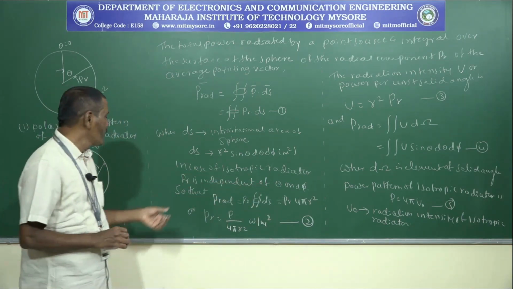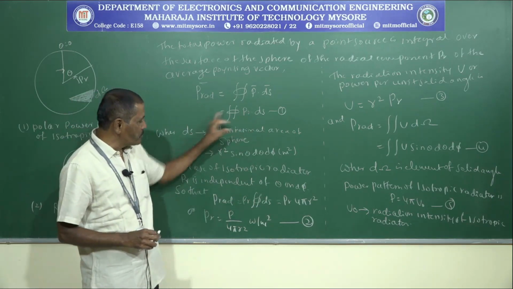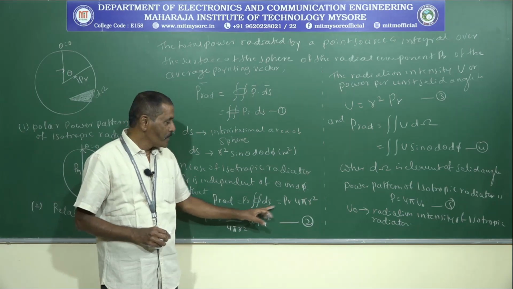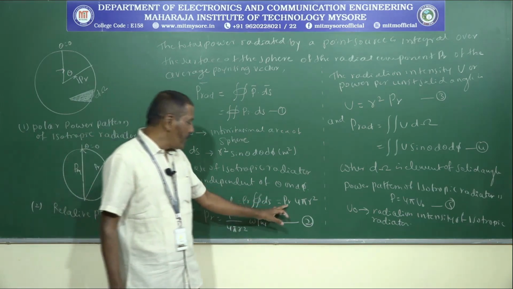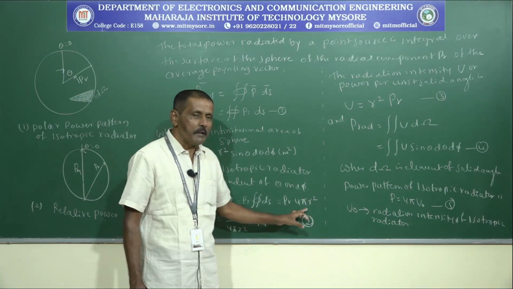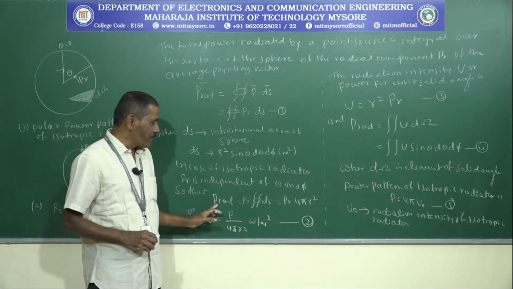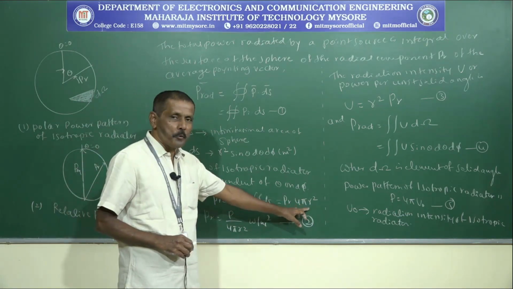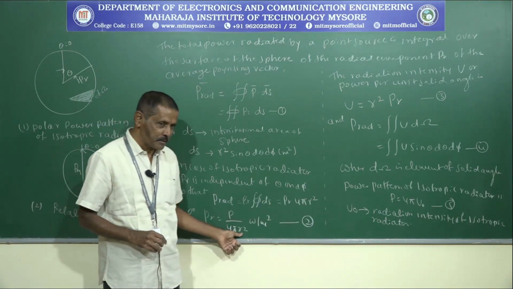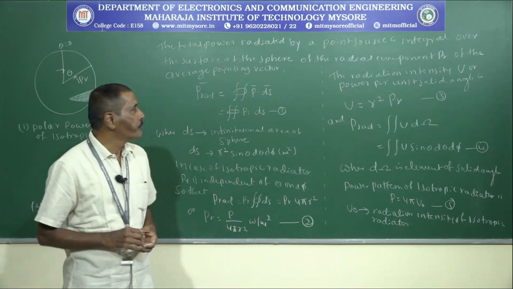Now, as you know, in case of an isotropic radiator, this Pr is independent of theta and phi, so you can write P radiated is equal to Pr, which you take outside, times the integration of ds. This integration of ds gives the value 4 pi r squared. Then from this equation, P radiated is equal to Pr into 4 pi r squared. So I can write Pr is equal to P divided by 4 pi r squared. We call this equation number 2.